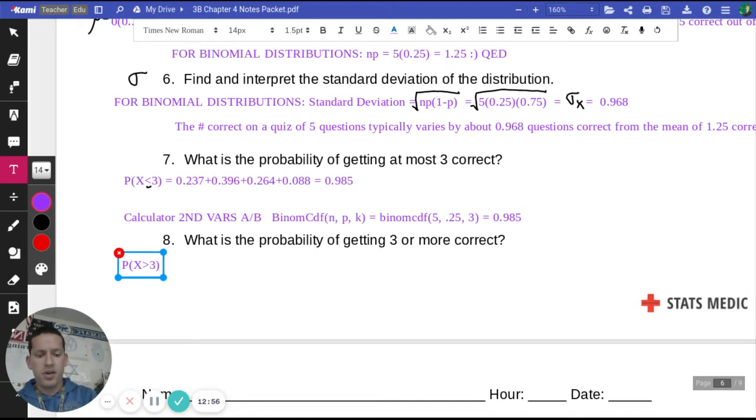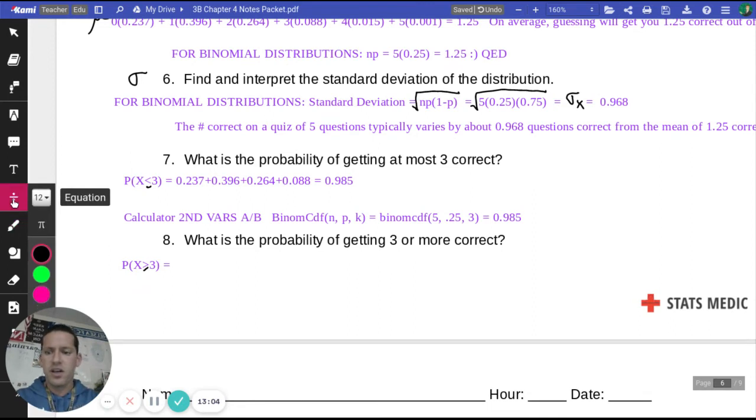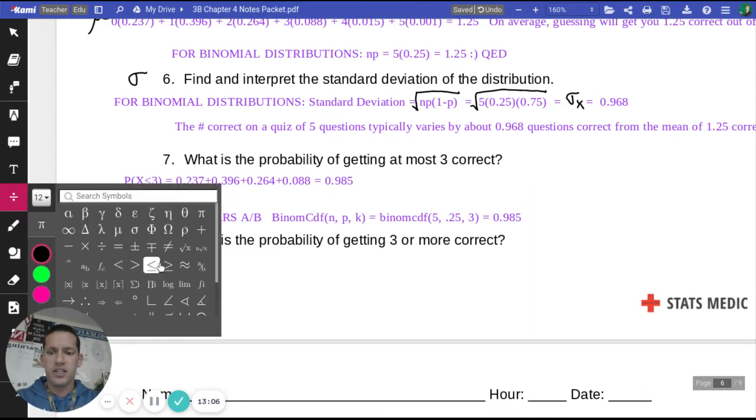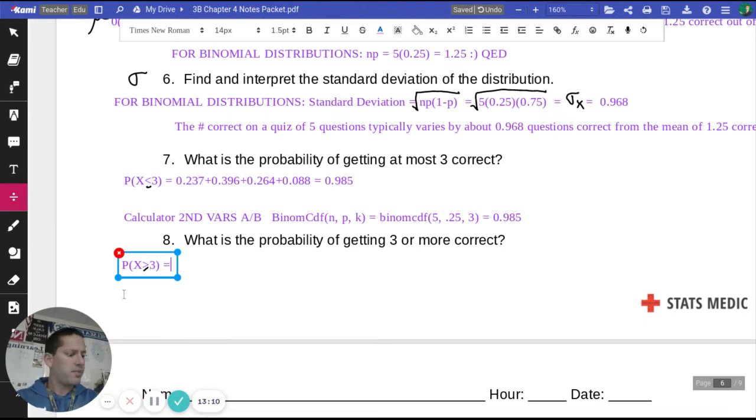I'm going to clean that up and throw a little line underneath that equal sign because we do want to include 3. If you're using this equation editor, you can go find these symbols and insert these symbols as well. I'm just not as good at that as you are, I'm sure.